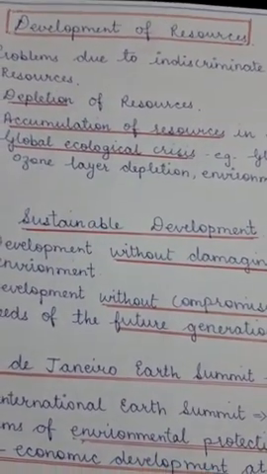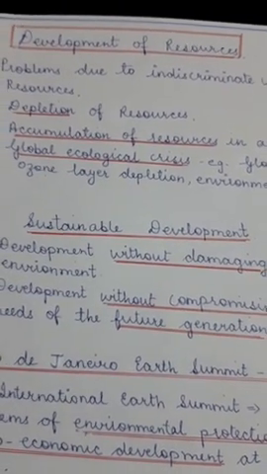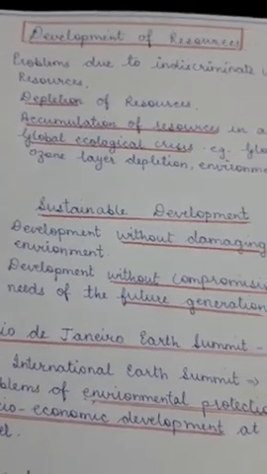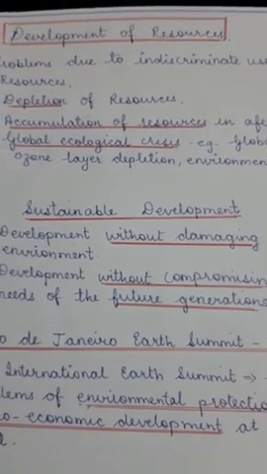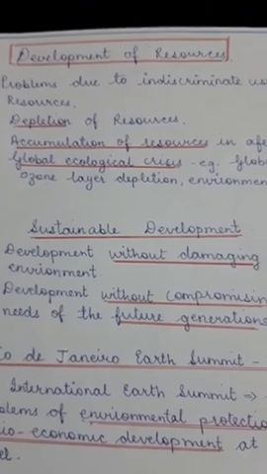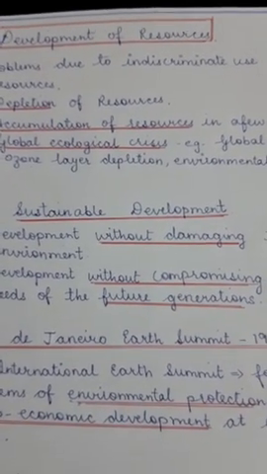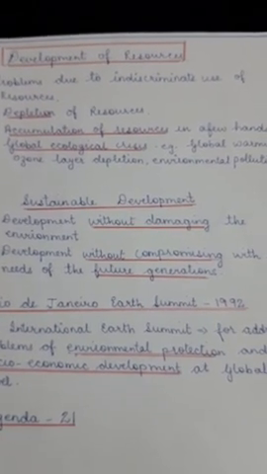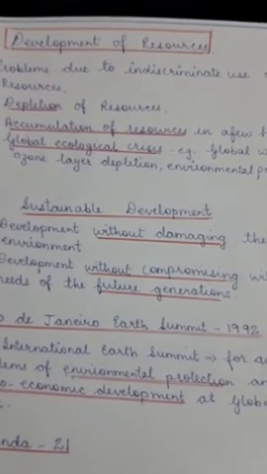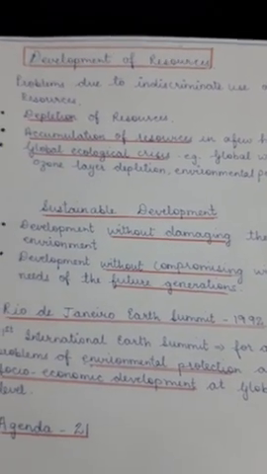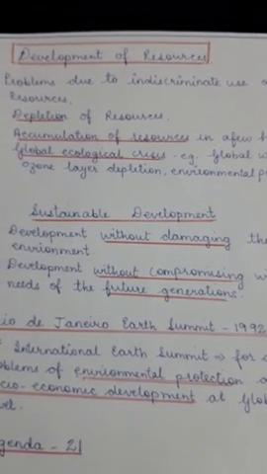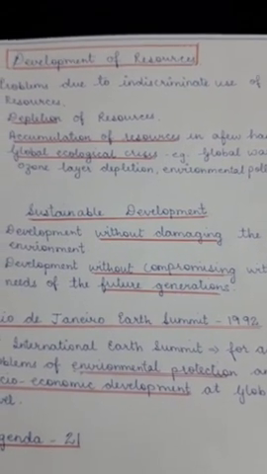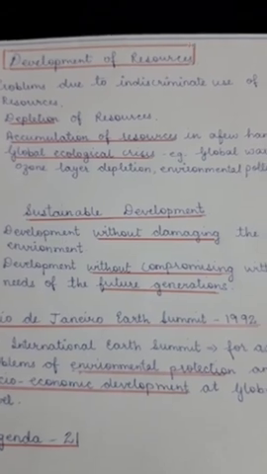Next is sustainable development. When these problems are arising due to indiscriminate use of resources, then we need to address these problems. How to do? That can be done by sustainable development. Now, what is sustainable development? There are two aspects to sustainable development. One is development without damaging the environment. And the second one is development without compromising with the needs of the future generation.